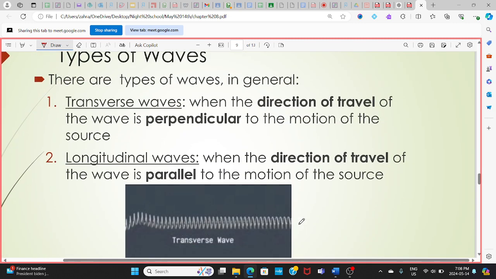Okay, we have types of waves. We have two types of waves: transverse waves and longitudinal waves. Transverse is when the direction of travel of the wave is perpendicular to the motion of the source.